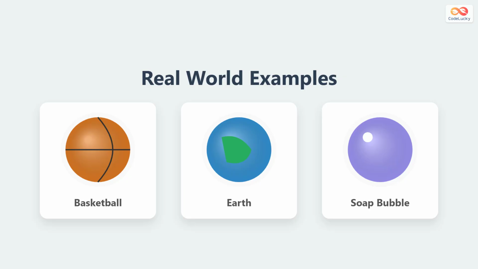You see spheres everywhere in the real world. A basketball is a sphere filled with air. The Earth is a giant sphere made of rock and water. Even a soap bubble is a perfect sphere of trapped air.